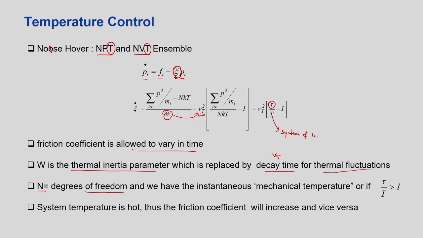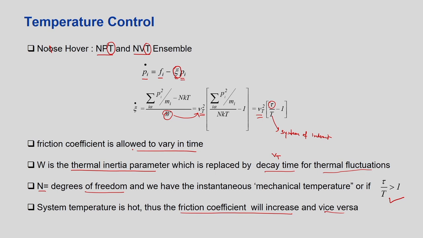System of interest, what our interest is, at what temperature you want to obtain the values. So, it means it will sense whether this tau is very high or very low. If this particular ratio is very high, greater than 1, then it will alter this decay time. So, the friction coefficient will increase, and vice versa. If it is low, it will decrease.